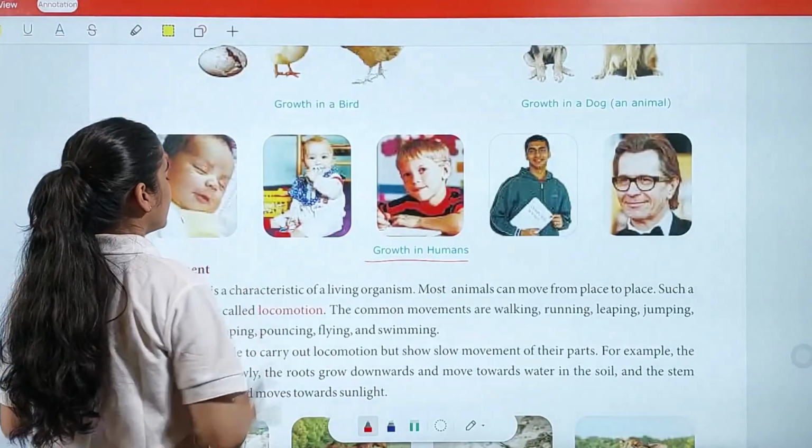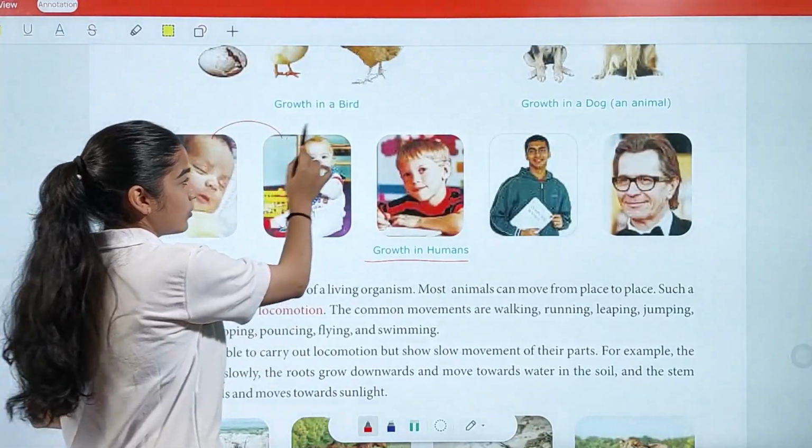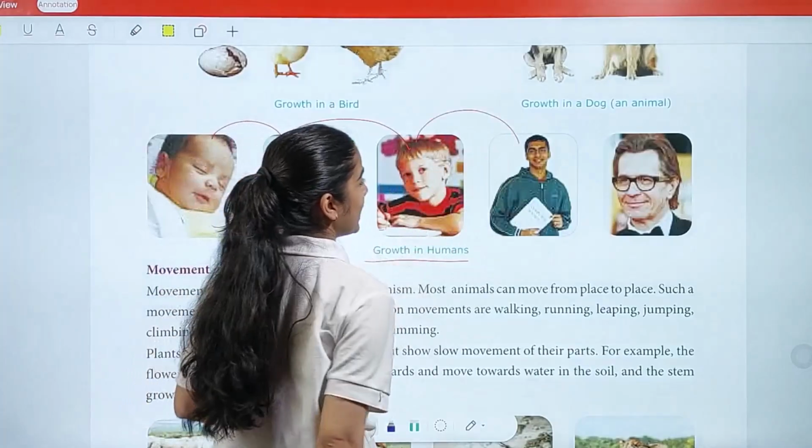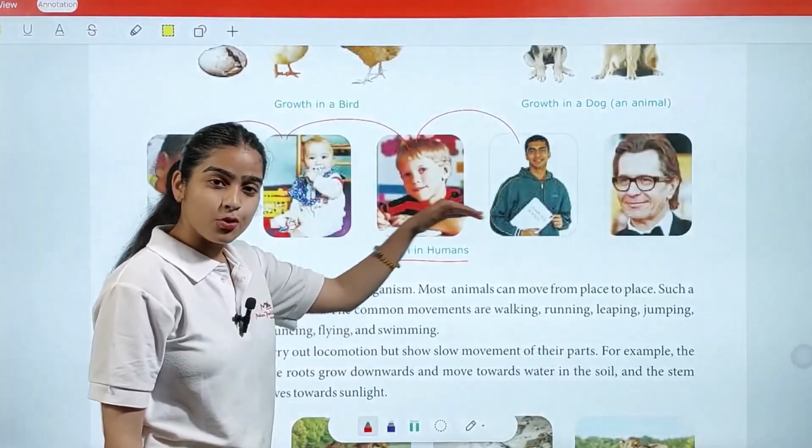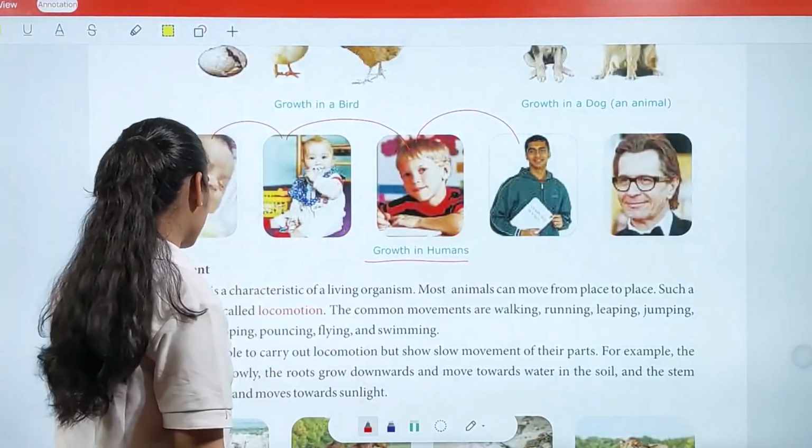First of all, you are a newborn baby. Further, this is your growth. Then you become this, and then a boy, and then a man. So this is your growth process, which we see in humans as well.